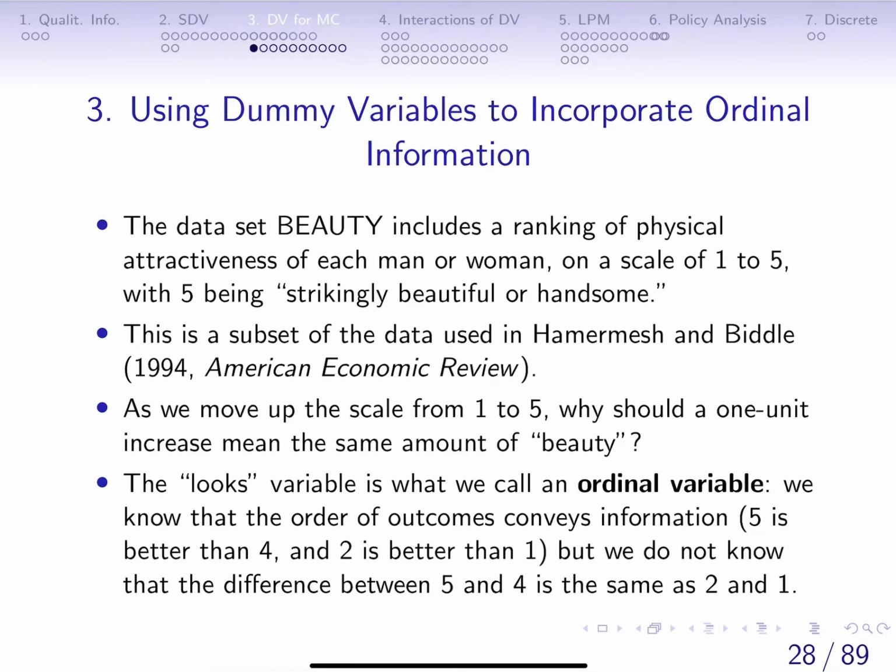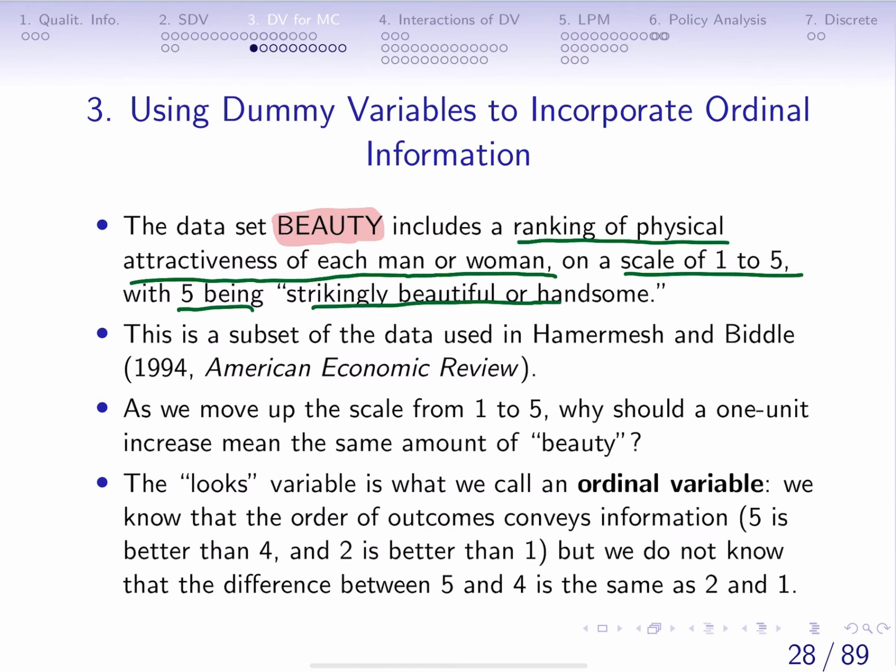In this video, we'll talk about incorporating dummy variables that have some sort of ordinal information in our regression analysis. So we're going to work with this data set that you've seen before, which is called Beauty, a data set that was constructed to capture the effects of physical attractiveness on wages. In our data set, we have a ranking of physical attractiveness of each person, a man or a woman, on a scale of 1 to 5, with 5 being strikingly beautiful or handsome, right?